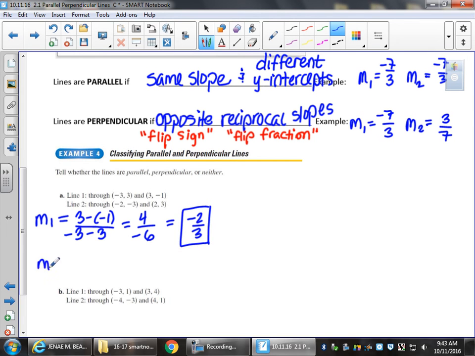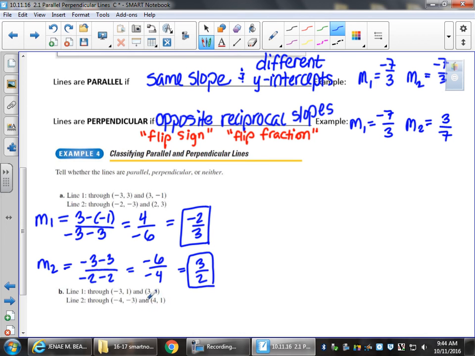Let's calculate the slope of line 2. What are we going to subtract for line 2? Negative 3 minus 3 divided by, yep. What is negative 3 minus 3? And negative 2 minus 2? What is this? Careful. 3 over 2. 3 divided by 2.